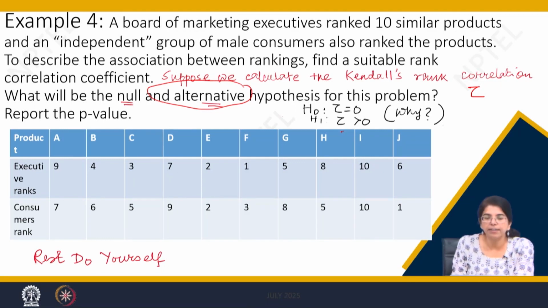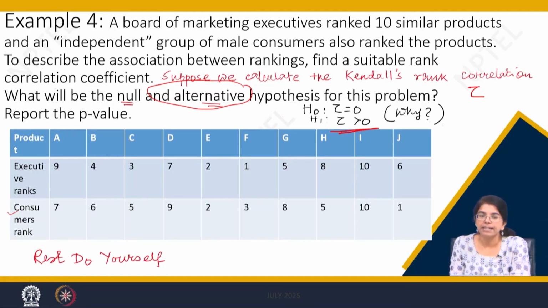So whatever the rank for the product made by the executive, if it matches with the rank made by the consumers, they are the manufacturer and they are the consumers. So if consumers and the executives are in line with their ranking, then that will be a better situation. That will be a good situation. So that's why tau greater than 0.